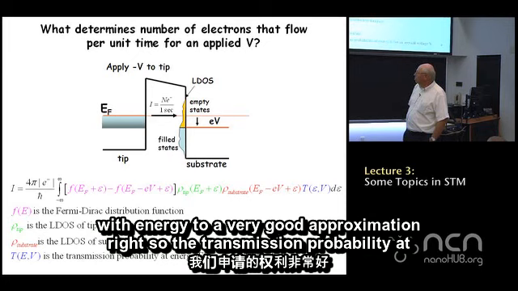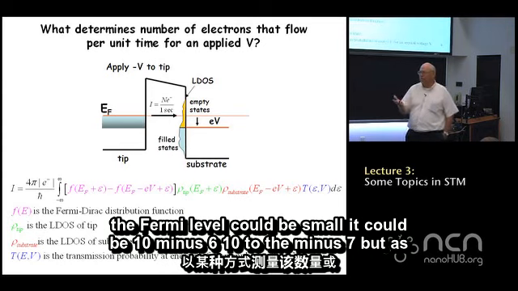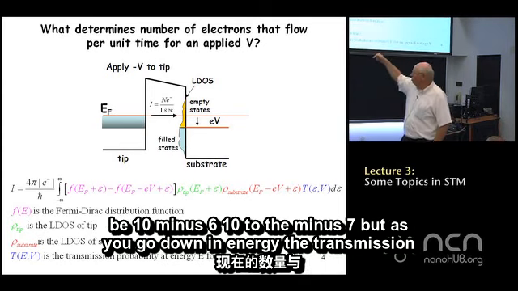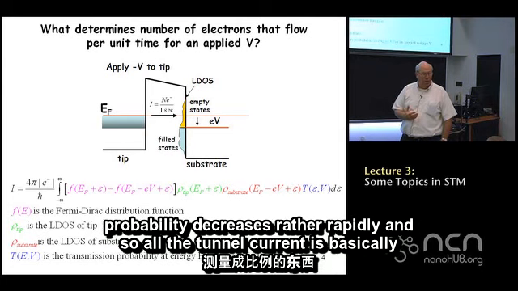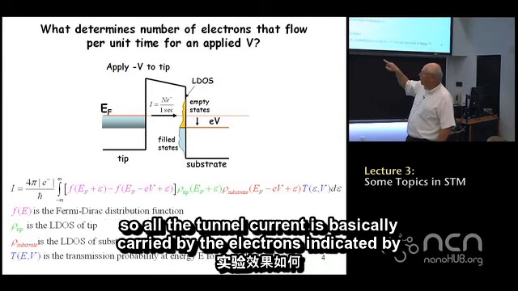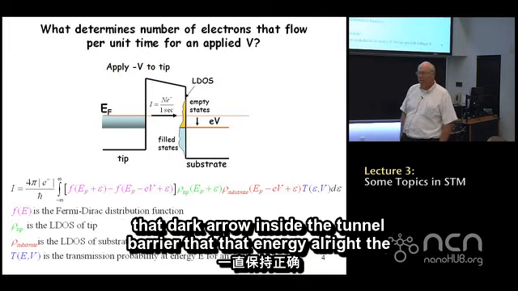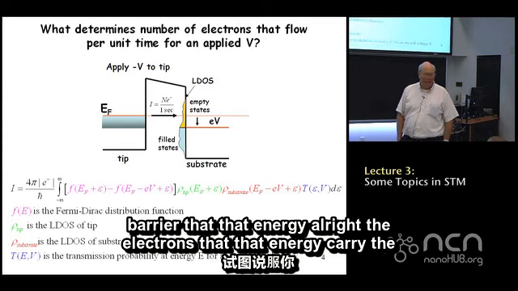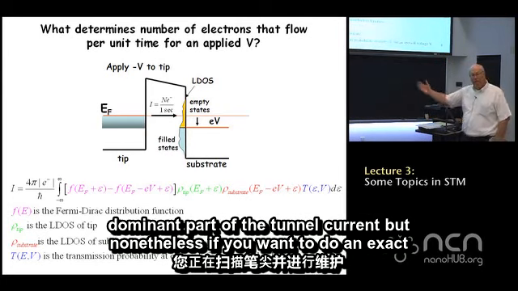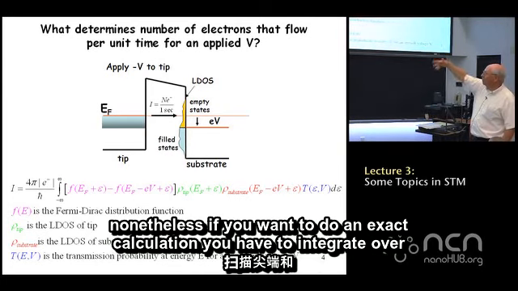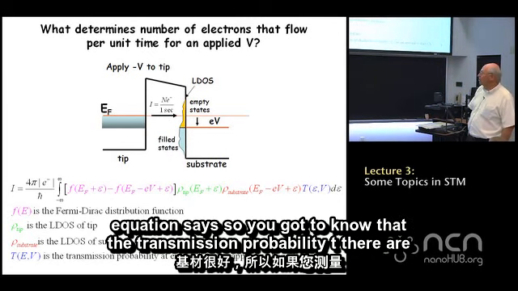So the transmission probability at the Fermi level could be small. It could be 10 to the minus 6, 10 to the minus 7. But as you go down in energy, the transmission probability decreases rather rapidly. And so all the tunnel current is basically carried by the electrons indicated by that dark arrow inside the tunnel barrier, that energy. Right? The electrons at that energy carry the dominant part of the tunnel current. But nonetheless, if you want to do an exact calculation, you have to integrate over all energies, and that's what this equation says. So you've got to know that transmission probability T.